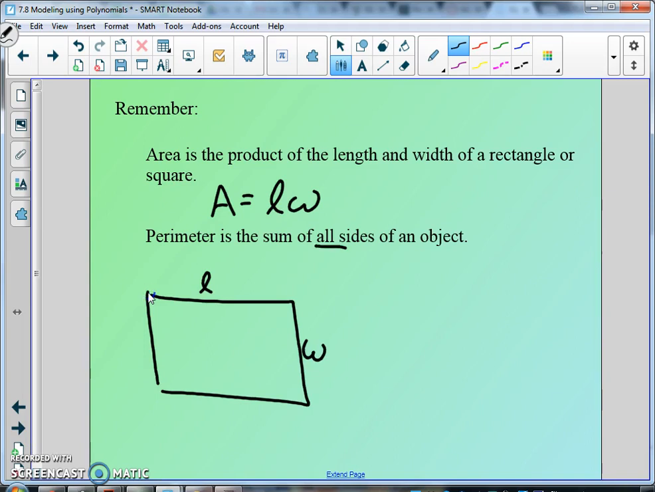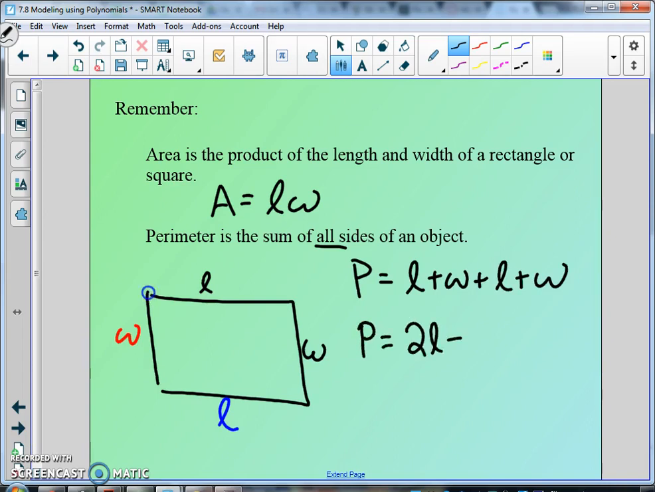The perimeter, however, is the sum of all the sides of an object. So not only do I need to know the length and the width, but I also know in a rectangle and a square that both lengths are the same and both widths are the same. So looking at that, I can express my perimeter in any number of ways, but I could first say my perimeter is my length plus my width plus my length plus my width. I can combine like terms to give me 2L plus 2W. Or I can even rephrase that as my perimeter is 2 times the length plus the width.